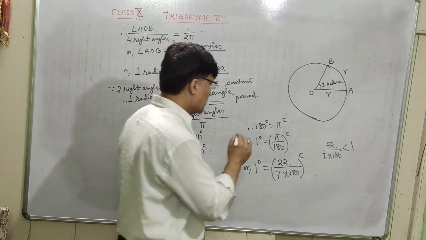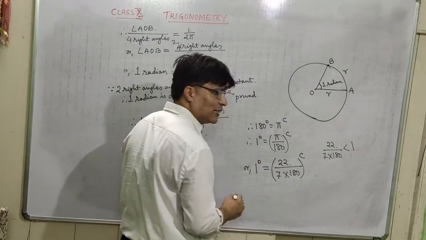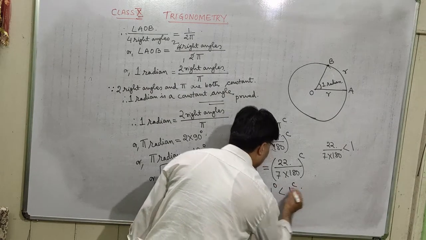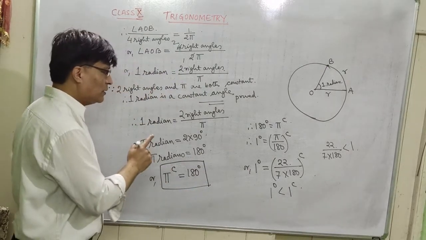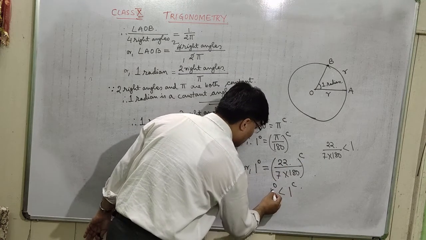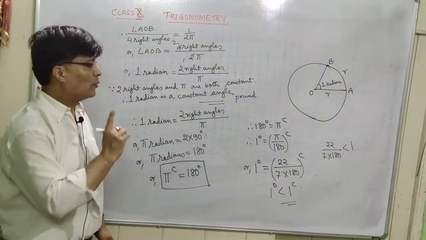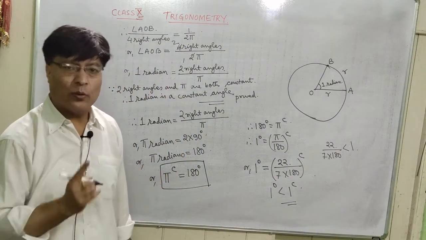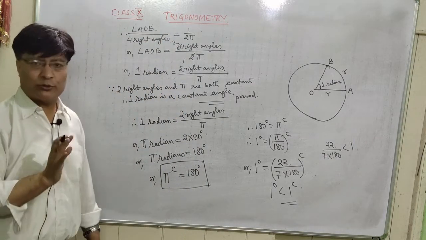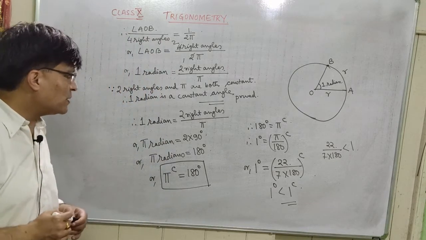Is that clear? So in this case, we can see that 1 degree is less than 1 radian. 1 degree is always less than 1 radian. So here, 1 degree is equal to 22 by 7 into 180 c. So you should know that 1 degree is always less than 1 radian. Is that clear to all of you? So these are the theory portion that you should know. Now we will do some problems. Okay. So you can copy it.